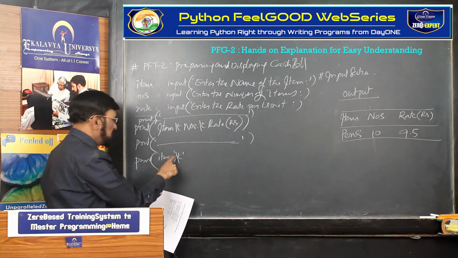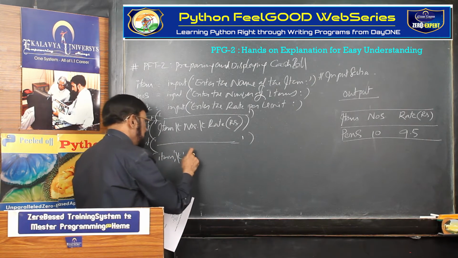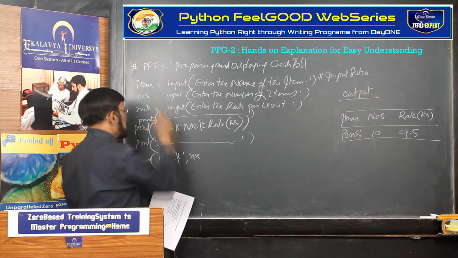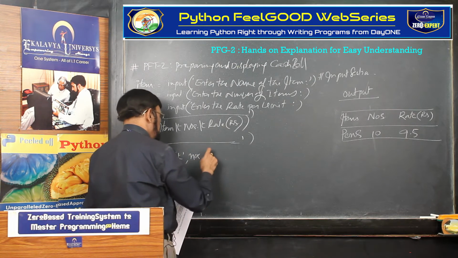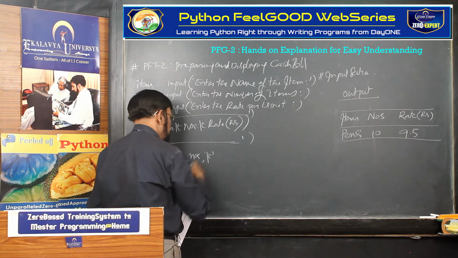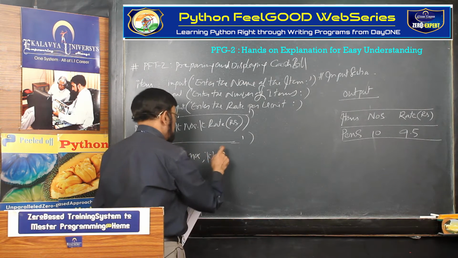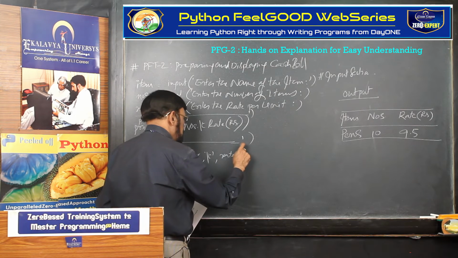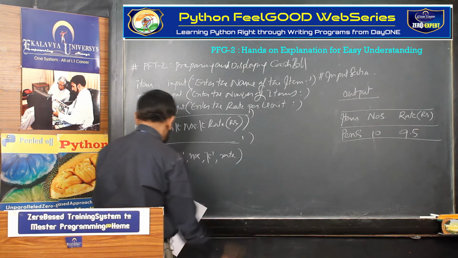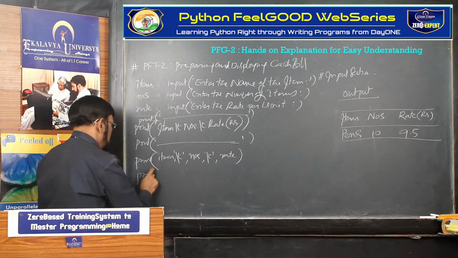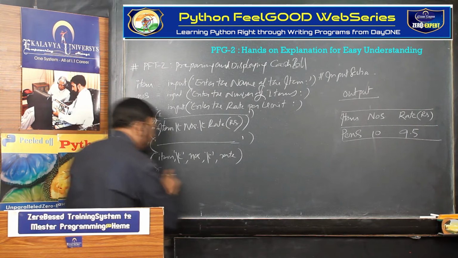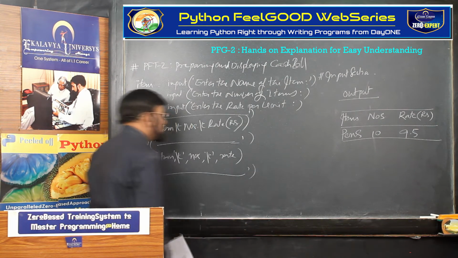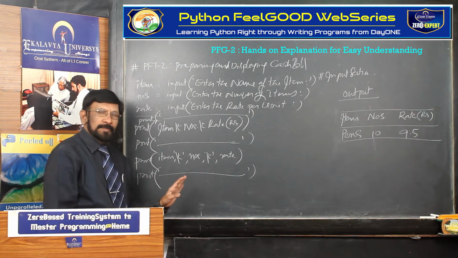Horizontal tab should be written in a string. Item. Numbers, exact spelling you write. Comma. Again, horizontal tab. Comma. Thereafter, rate. This you write. Thereafter, print. This you write. Your program is ready.